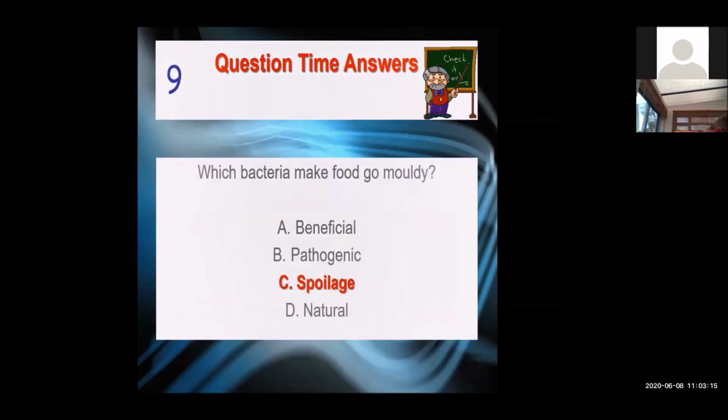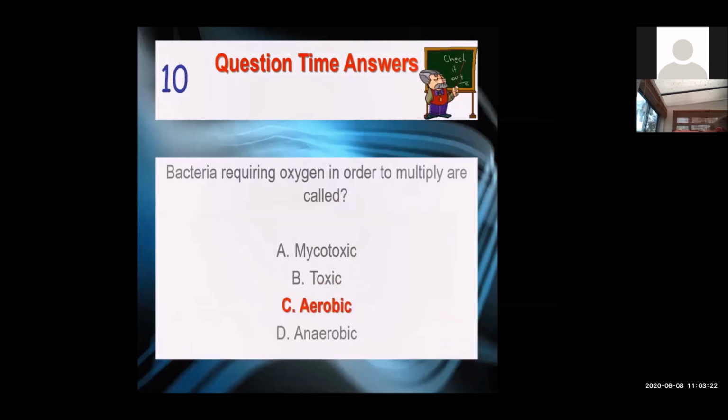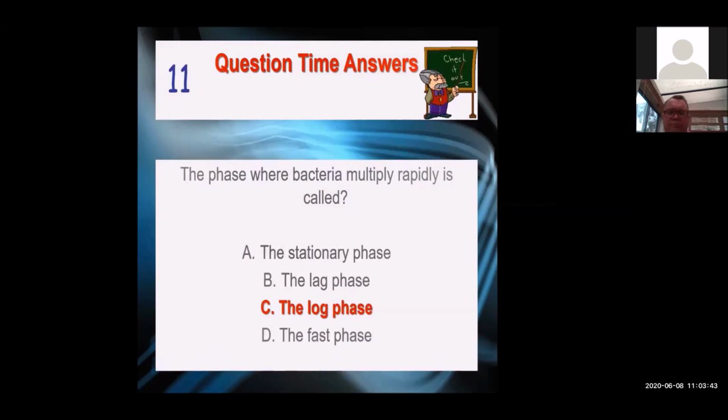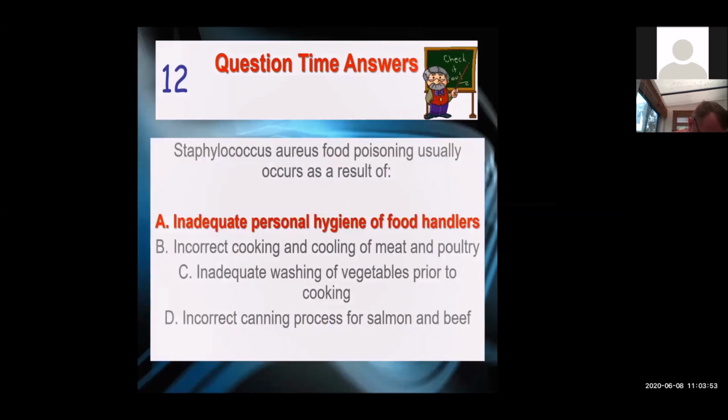Question 9 was C, spoilage. What bacteria make food go moldy? Spoilage. Question 10 was C. Bacteria requiring oxygen in order to multiply are called aerobic. Anaerobic bacteria would be the opposite. They wouldn't require oxygen to multiply. Question 11. The phase where bacteria multiply rapidly is called C, the log phase. 12. The answer was A. Staphylococcus aureus food poisoning usually occurs as a result of inadequate personal hygiene of food handlers.